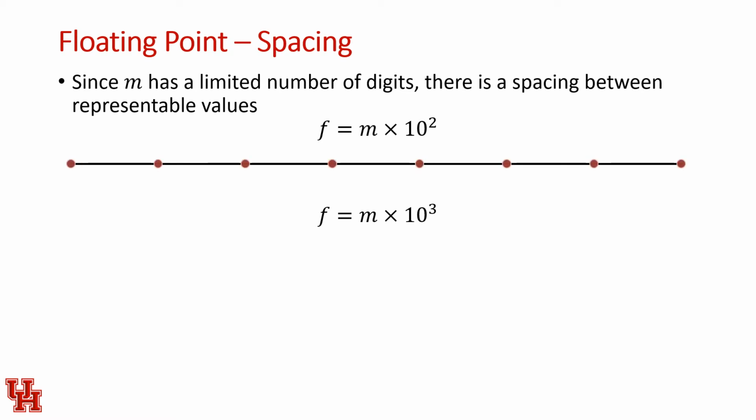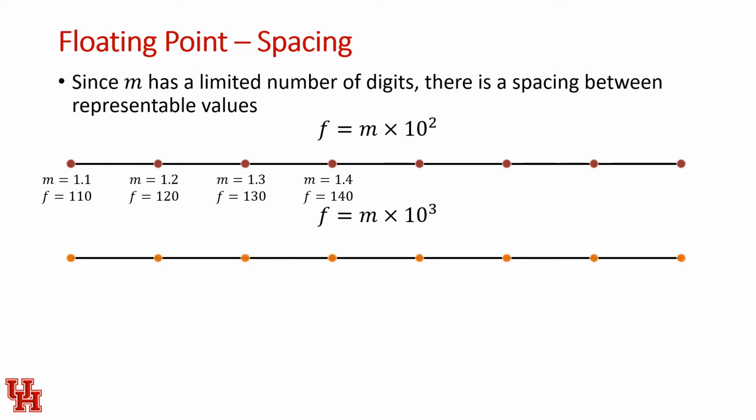One of the side effects of this representation is that the spacing between representable numbers changes. You can plot the difference by looking at representable values on a number line. For example, if we're dealing with a 2-digit mantissa and an exponent of 2, the spacing between representable numbers will be 10. A mantissa of 1.1 translates to a floating point value of 110. The next representable number is 120 with a mantissa of 1.2 and so on.